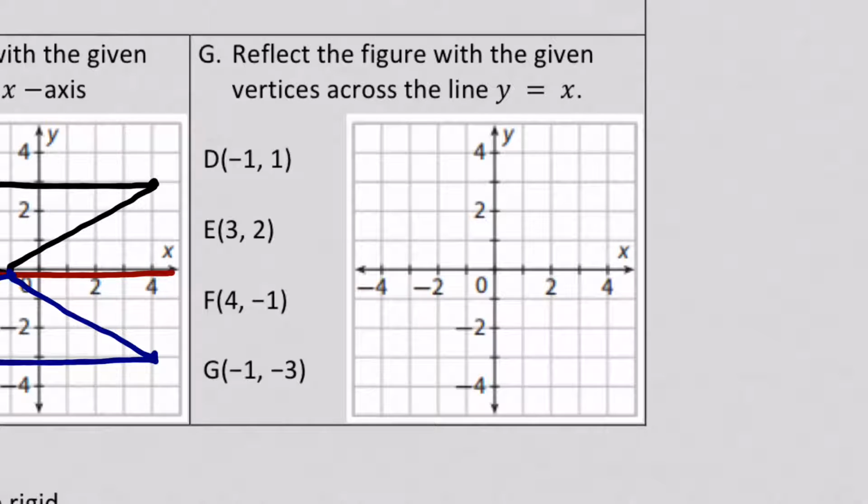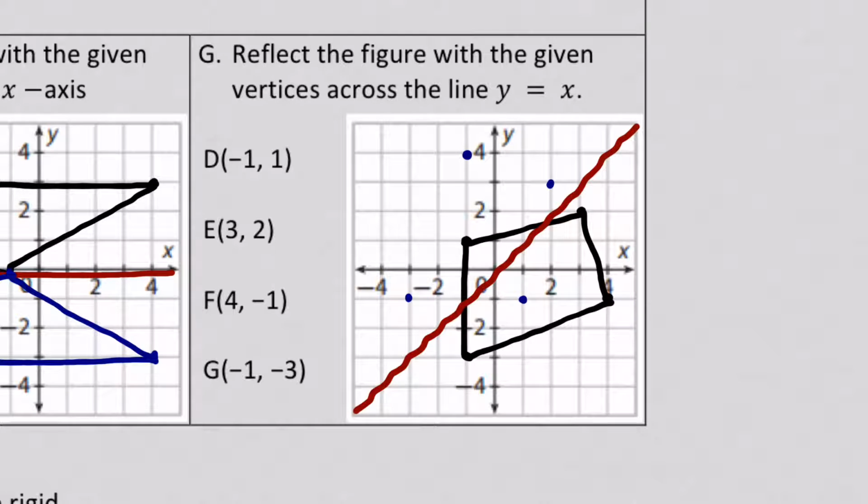Okay, your turn. G is for you. Reflect the figure with the given vertices across the line y equals x. So I'll just give you a quick hint before you guys start. The line y equals x is a diagonal line that passes right through the origin, positive slope. So graph that first, plot the points, and then reflect. Go for it on your own. Pause the video right now and then come back once you're ready to check your answer.